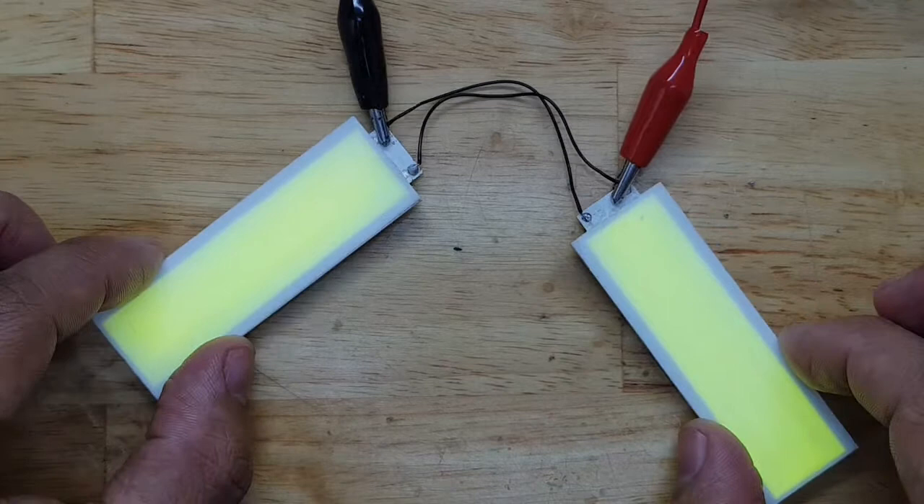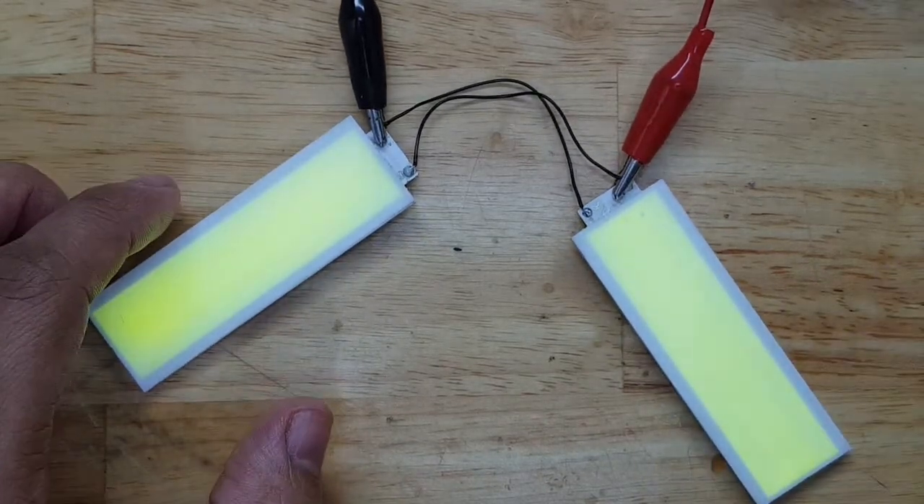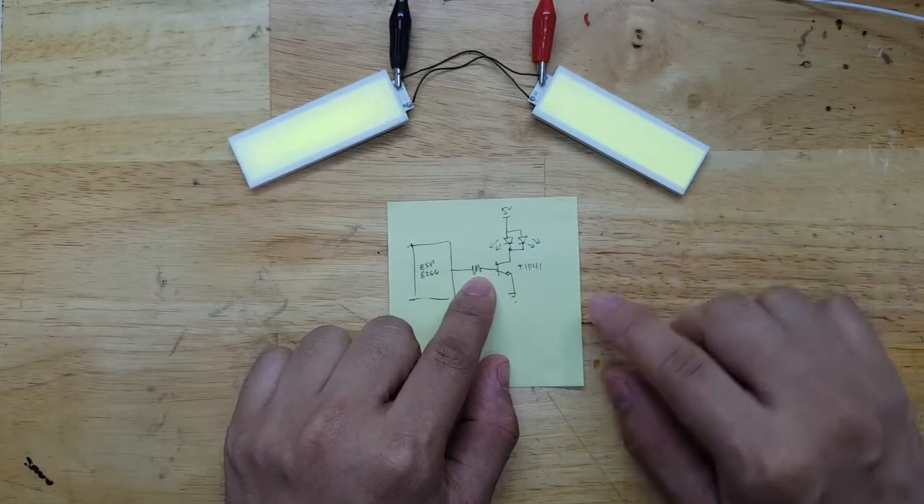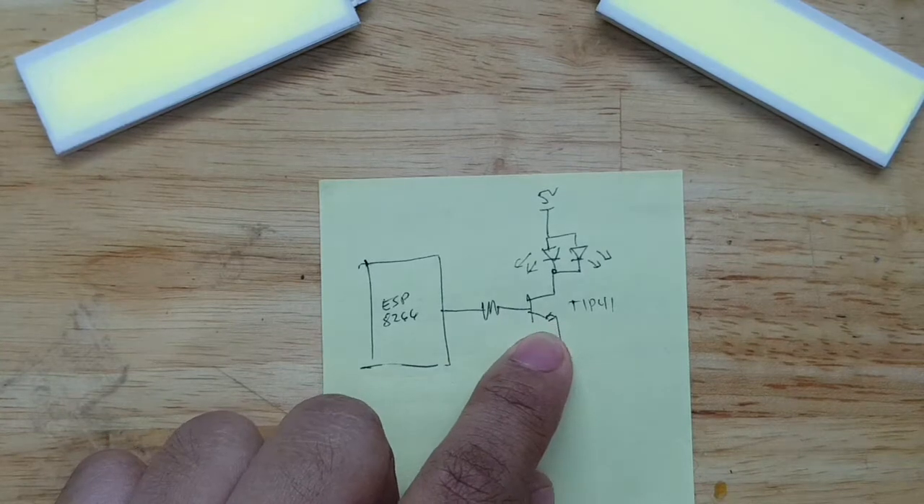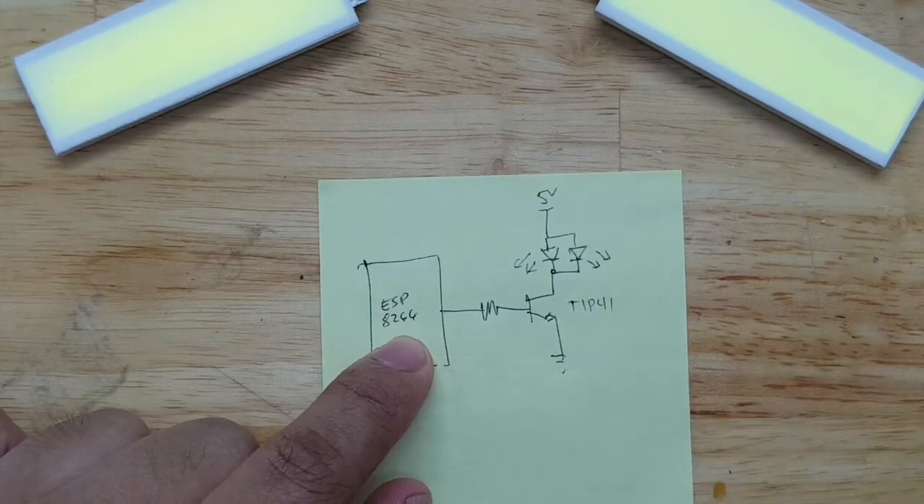Two are in parallel, so each has a 100 milliamps requirement. To control these two LED panels, we need to add these two components, a resistor and then a transistor. This will increase the current capability of the ESP8266.